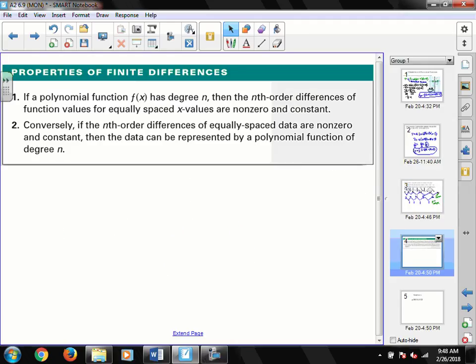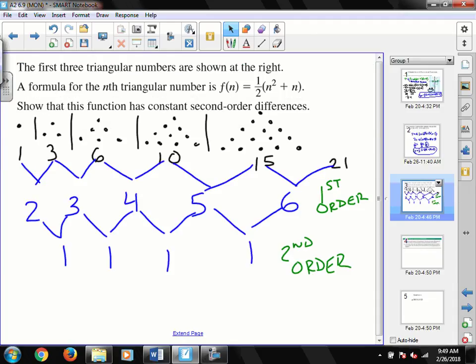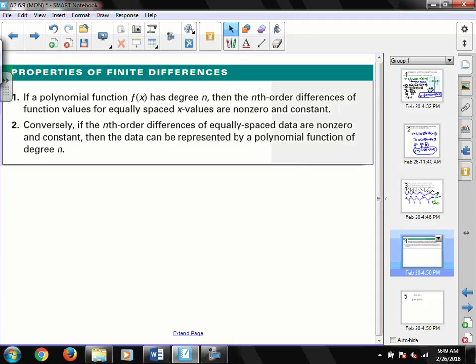So, a couple properties of finite differences here. If a polynomial function has degree n, then the nth order differences for equally spaced x values are non-zero and constant. We had a second degree polynomial in our function, with that n squared. We equally spaced it from one triangular number to the next, and we ended up with non-zero and constant numbers for those second order differences.